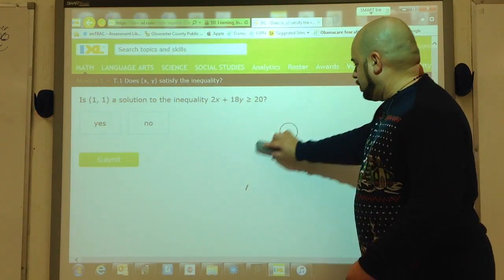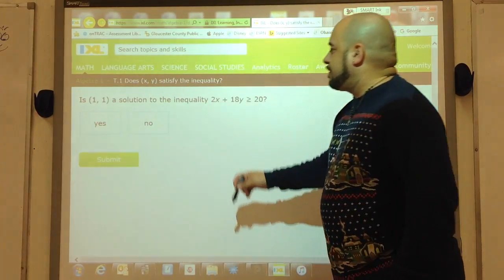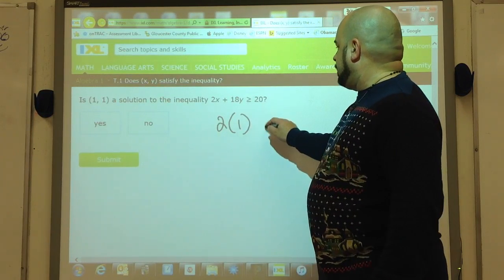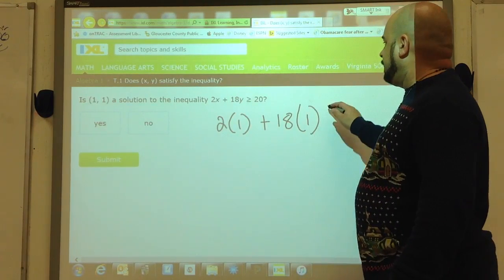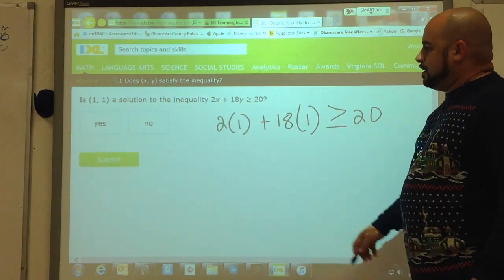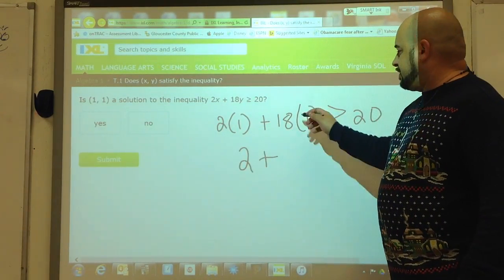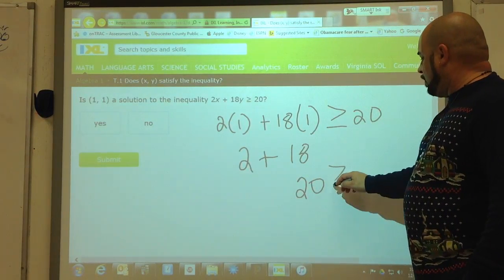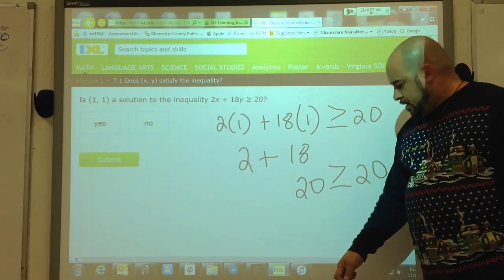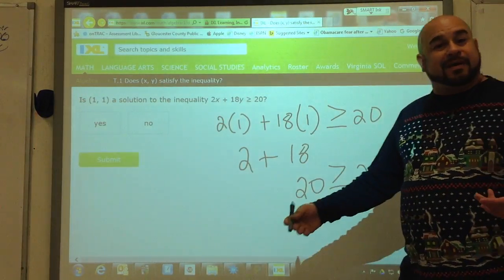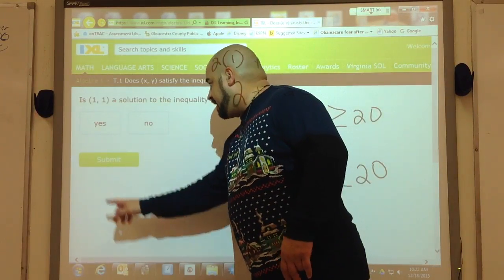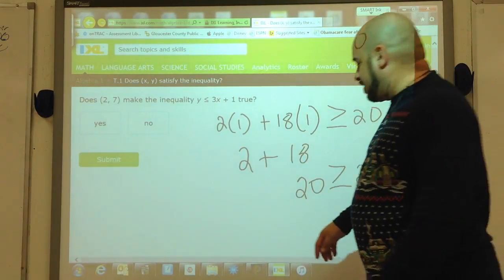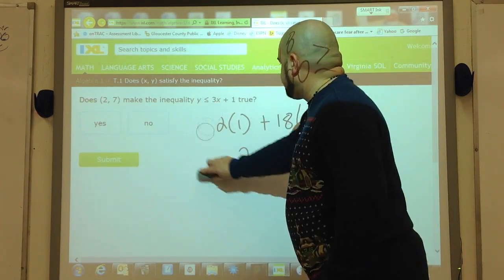Ooh, this one seems a little harder, a little complicated. So I've got (1, 1) as my ordered pair. So I have 2 times 1 plus 18 times 1 greater than or equal to 20. So 2 times 1 is 2. 18 times 1 is 18. 2 plus 18 is 20. Is 20 greater than or equal to 20? Well, because of the equal to part, it makes it a true statement. So I'm going to say, yes, it does. Well done. Last one. Let's do the last one, and we're going to move on to something a little harder.